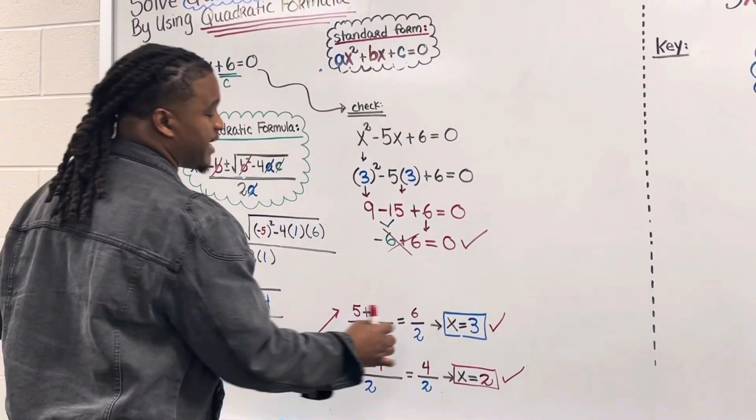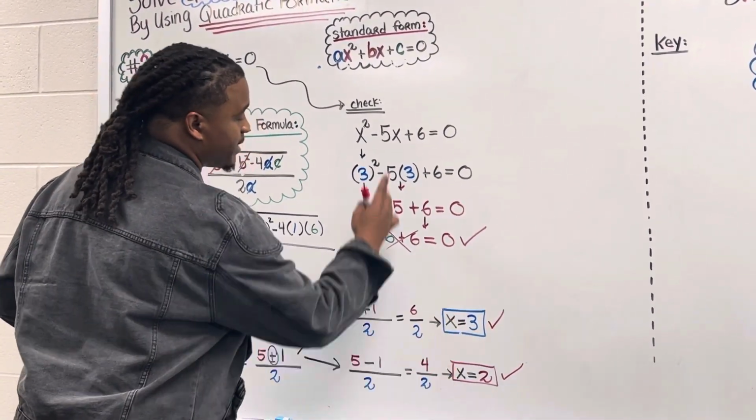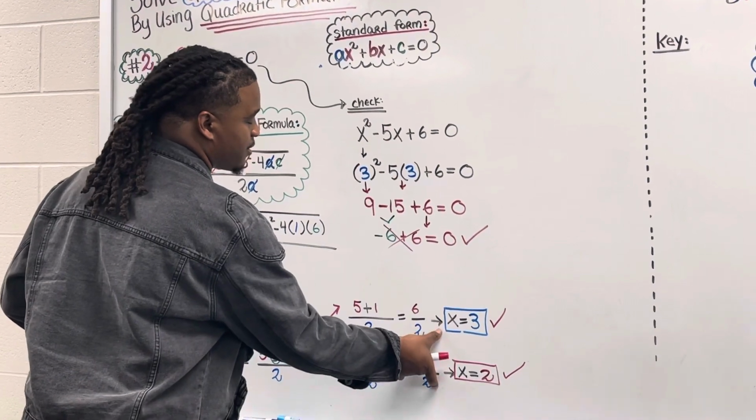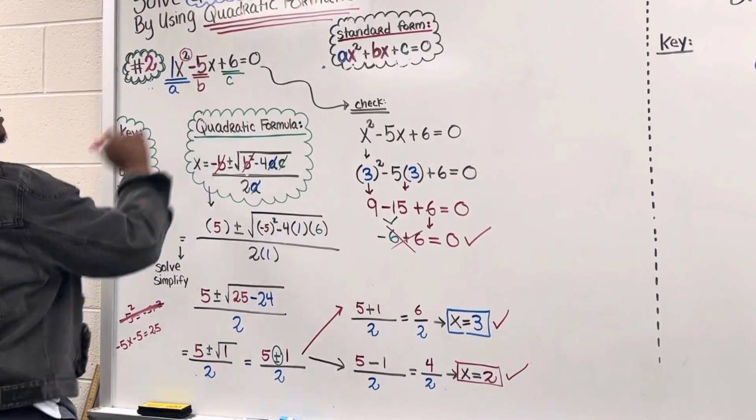So that proves that 3, and if we did 2, it would be the same thing, that these are the 2 values that x could be in order to make this equal 0.